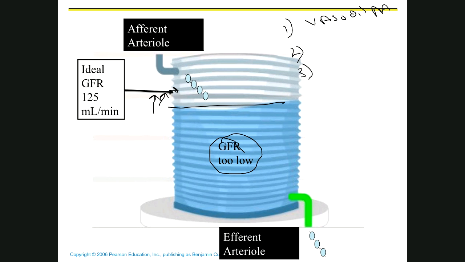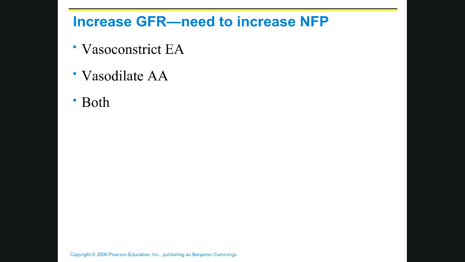Exactly, I could vasoconstrict the efferent arteriole. Or if I really, really wanted it to happen fast, I could do both. And that's exactly how it works. So if GFR is too low, I need to increase GFR. And the ways I can do that is by vasodilating the afferent arteriole, vasoconstricting the efferent arteriole, or I could do both.